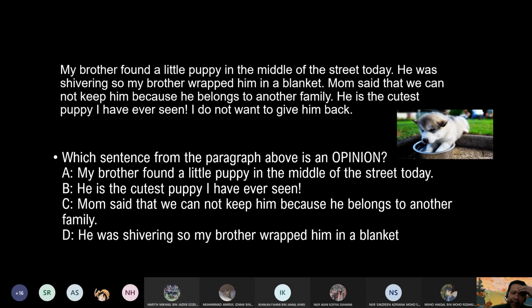C and D, I guess, are more to fact, because you can see it and it's already happening. But B is actually asking your opinion whether this puppy is cute or not. Some people say this is maybe a cute puppy. Some people say no, it's just an ordinary puppy, right? So I guess it's very clear. You get the skill, 10 wrong.